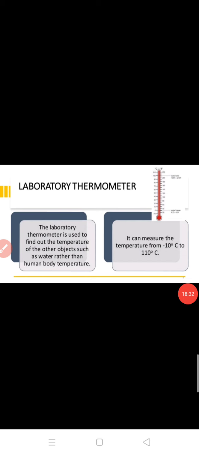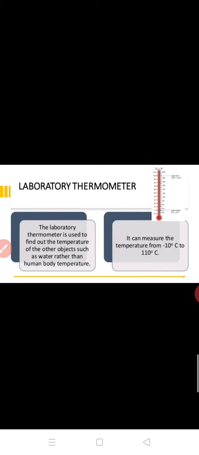So students, you learned how we measure the temperature of other objects with the help of laboratory thermometer. Such a thermometer is known as laboratory thermometer. Why? Because they measure the temperature higher than body temperature. If you look at the laboratory thermometer carefully, you will note the highest and the lowest temperature it can measure. The range of a laboratory thermometer is generally from minus 10 degrees Celsius to 110 degrees Celsius.